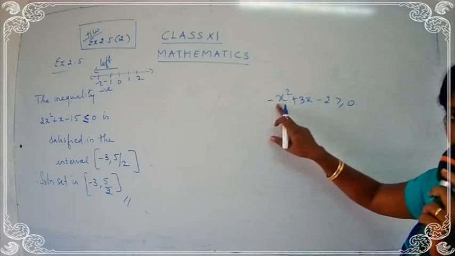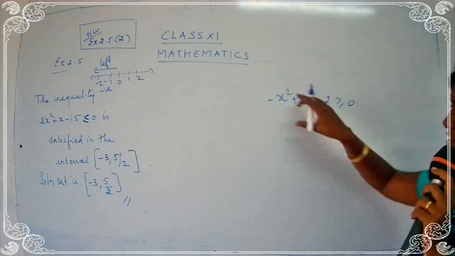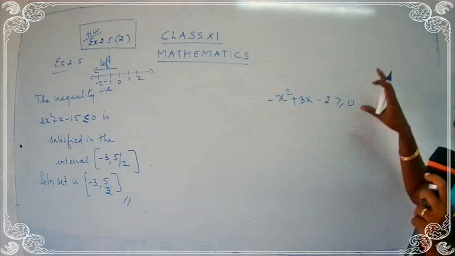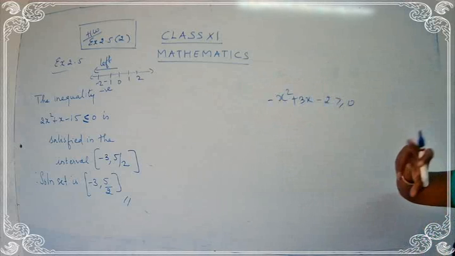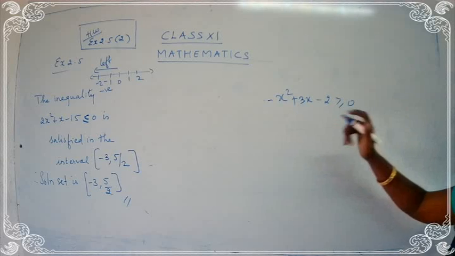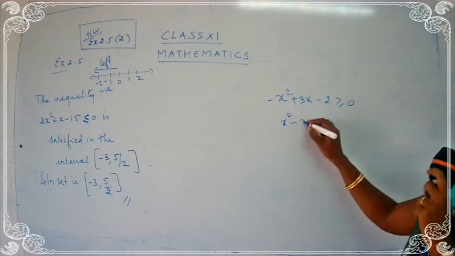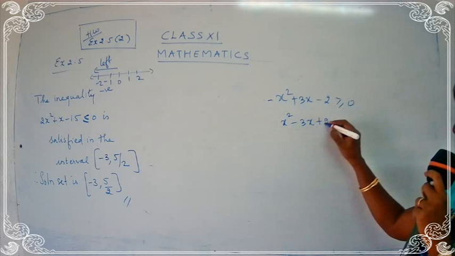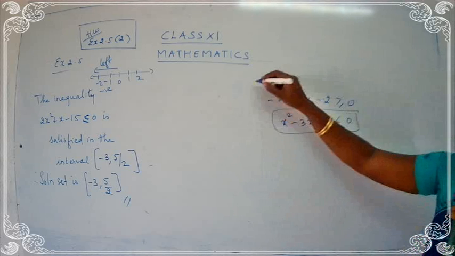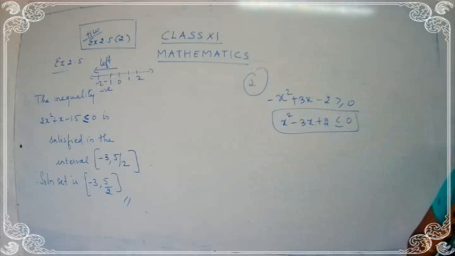So when you change the sign, you have to change everything. You cannot change only the sign of the first term. You have to change the sign of all the terms. And when you change the sign, remember, you have to change the inequality also. So this is x square minus 3x plus 2 less than or equal to 0. So this is the new inequality. I am talking about question number 2.